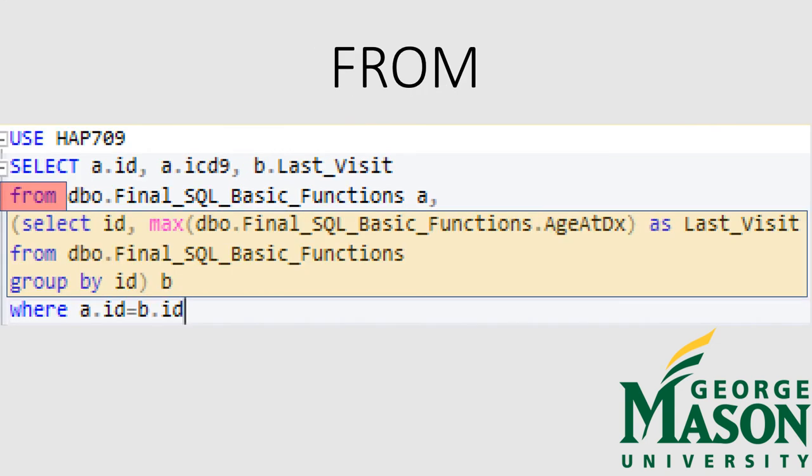This is an example of a nested query within a from statement. The beginning of the from statement is highlighted in red and the nested query in yellow. In this example, we are naming the location of where we find last visit as B, which is then used in the from statement to complete the outer query.